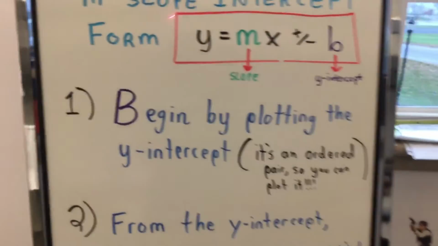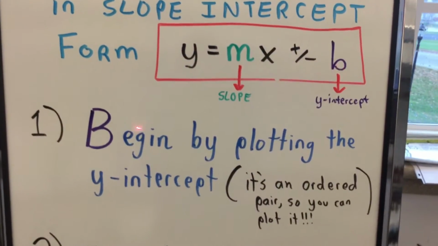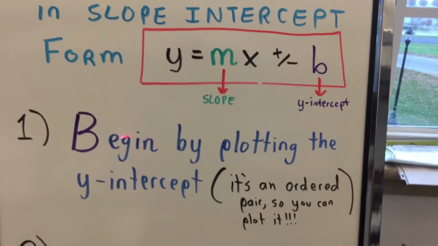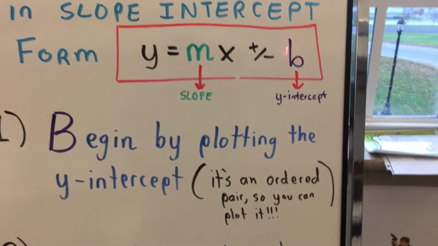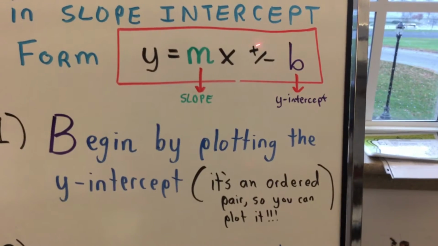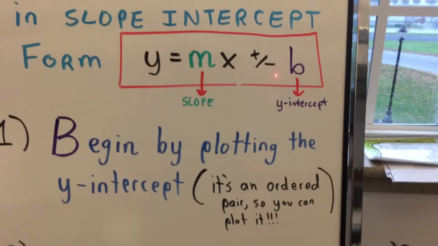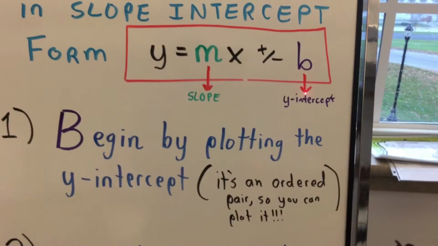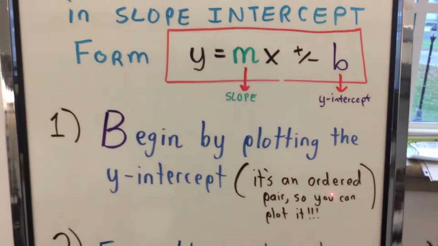First, you want to begin by plotting the y-intercept. Now you see how this is clever? Begin, b, begin, b. Begin starts with b. Begin by plotting the y-intercept. It's an ordered pair, so you can plot it. What you need to know about the y-intercept is that whatever number this is, that's the y-coordinate of the y-intercept. The x-coordinate is 0 because it does not go anywhere on the x-axis to the left or right, so to speak. And again, you'll see this when we do an example. So begin by plotting the y-intercept.